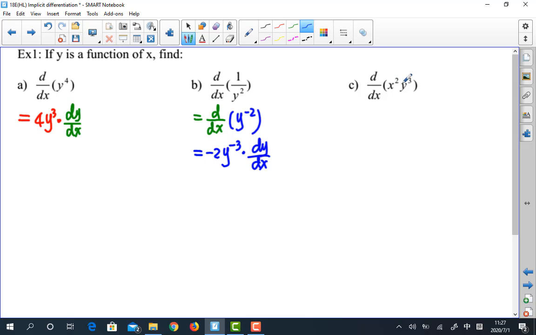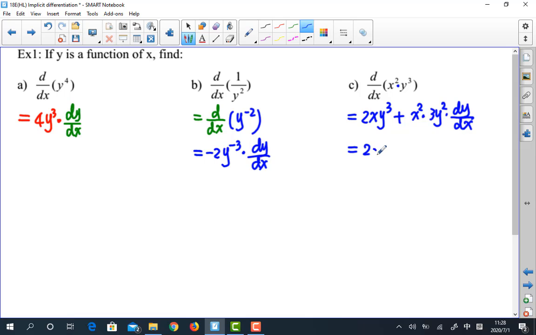For this one, it's a little bit more complex than a and b. Why? Because there is a product of two functions. So we also need to apply the product rule. So this one is u times v. When you look for its differentiation, you need to differentiate u with respect to x, keep the v, plus keep the u, differentiate y cubed. When you differentiate y cubed, chain rule, 3y squared times dy over dx. The outside times the inside.